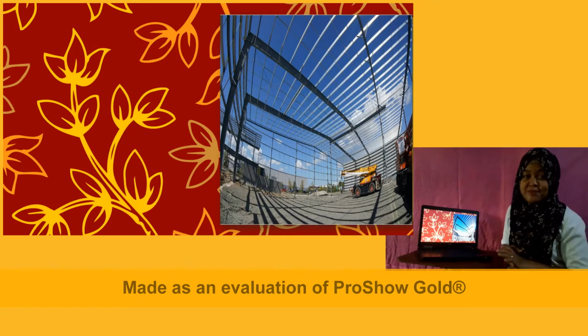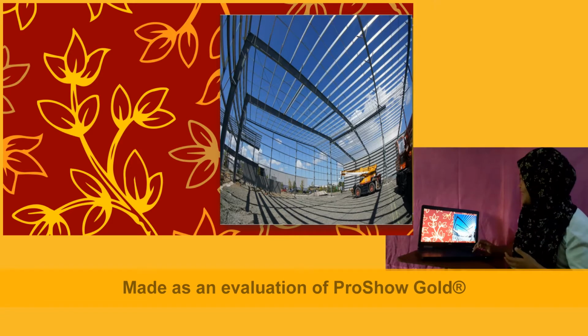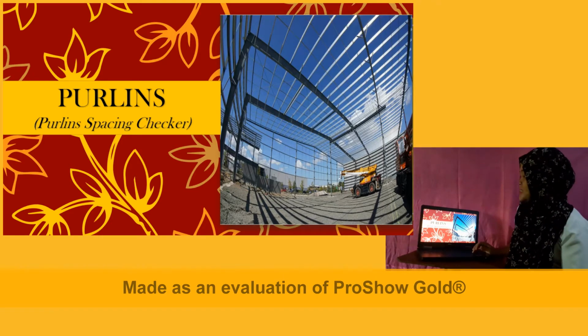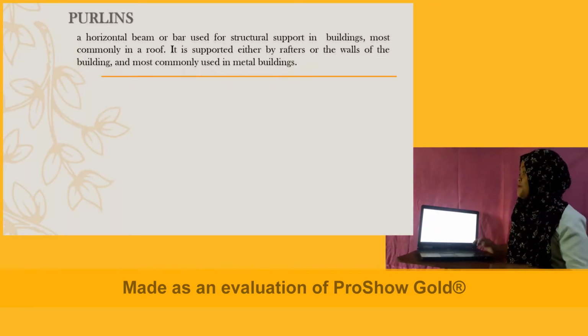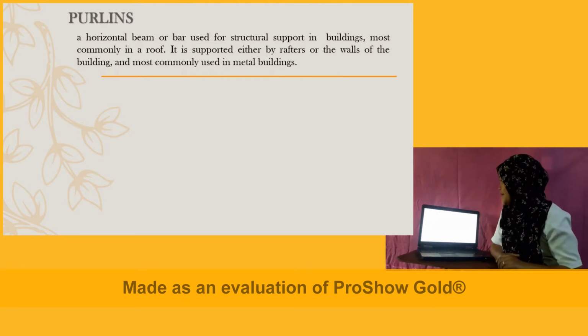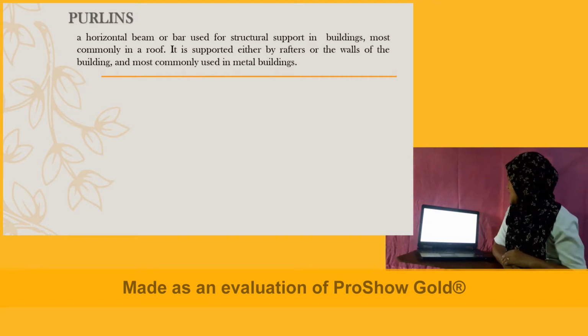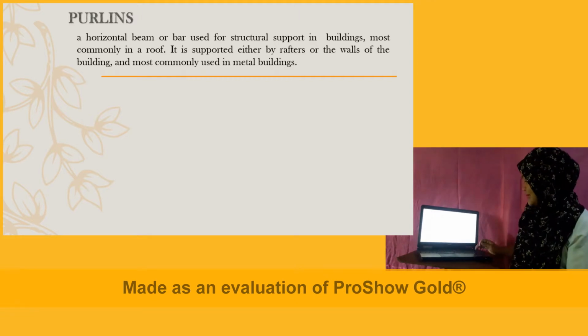So, my project proposal, or my program proposal, is Purlins Spacing Checker. Just a brief definition of Purlins. A purlin is a horizontal beam or bar used for structural support in buildings, most commonly in a roof. It is supported either by rafters or the walls of the building and is most commonly used in a metal building.